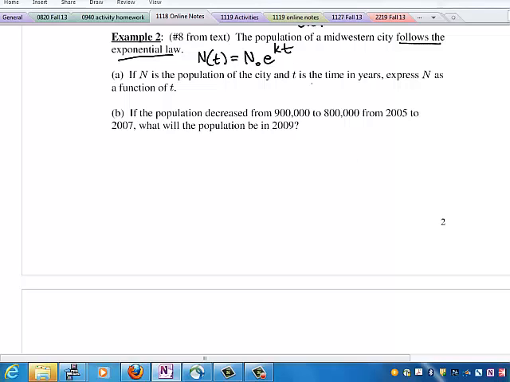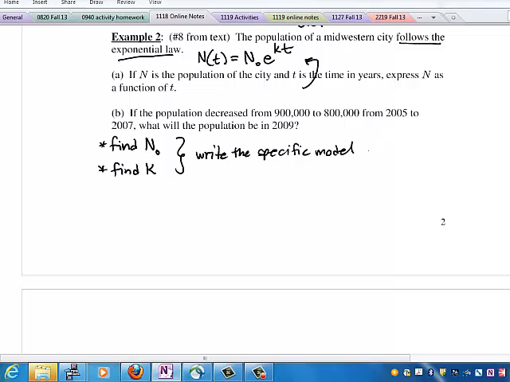So part A says if n is the population and t is the time in years, express n as a function of t. That's what we did right there. They're just looking for that general pattern. And then in the second part, they're asking us to actually find the model and then answer a question. So we first need to find n sub 0, the initial number, find k, and then use those to write a specific model. And then answer the question.